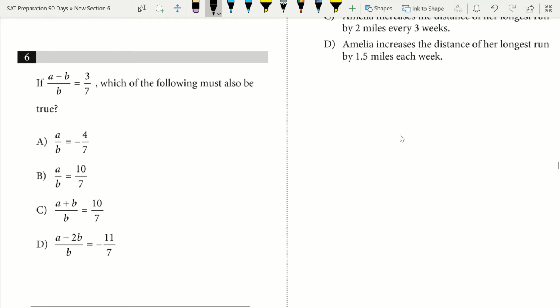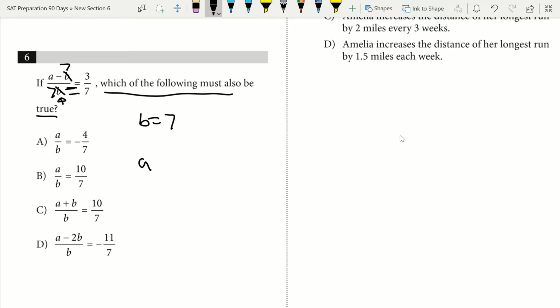Question 6. Right here: which of the following must also be true if a minus b over b is equal to 3 over 7? So what I'm going to do right here is, if I ever have a single variable on the top or the bottom and it's equal to a number, I'm just going to call that variable that number. So I'm going to say b is equal to 7. I'm going to take this, make it a 7, and I'm going to take this, make it a 7.